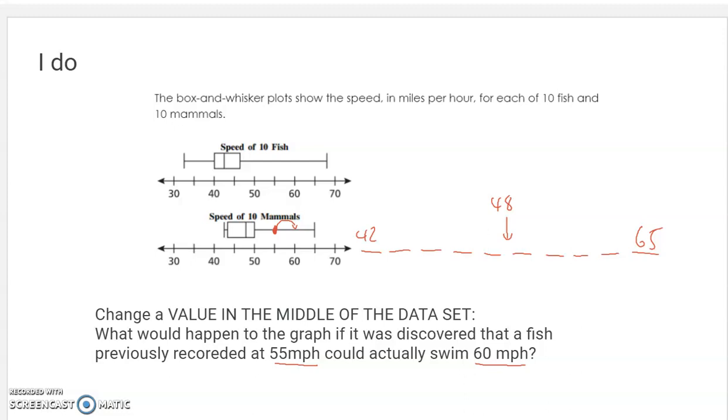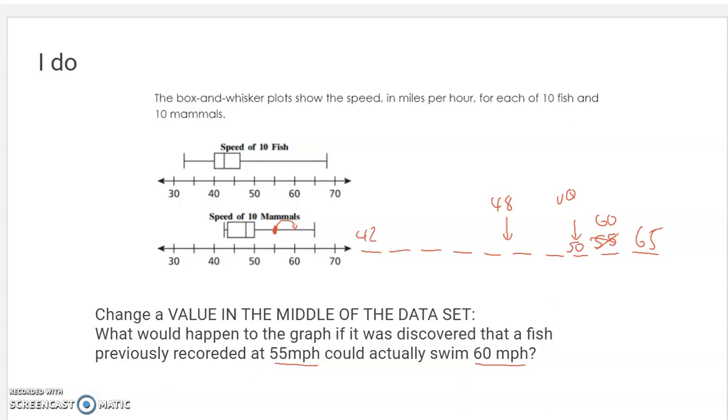So again, here now we have some new info. We know a number in this fourth quartile was 55. So let's see where that would be. There's 5 numbers here. So this would be the third quartile, the upper quartile. So that we would put at 50, which means, because that's that number there. So if this other one, we know this other thing here must be a 55 now. And if it could actually swim 60 instead of 55, how would that change the graph?